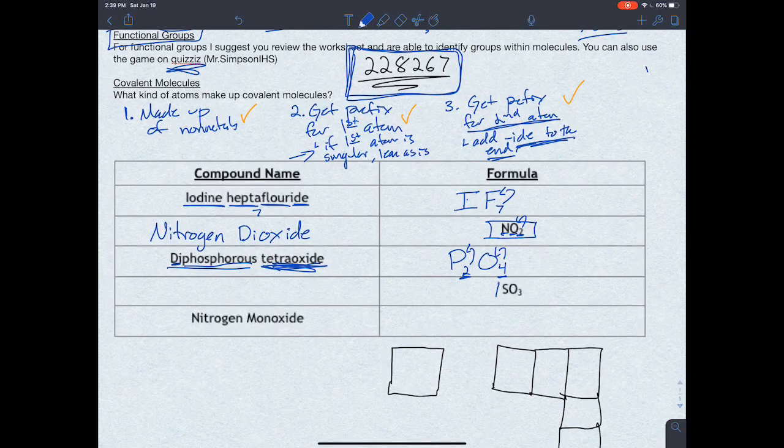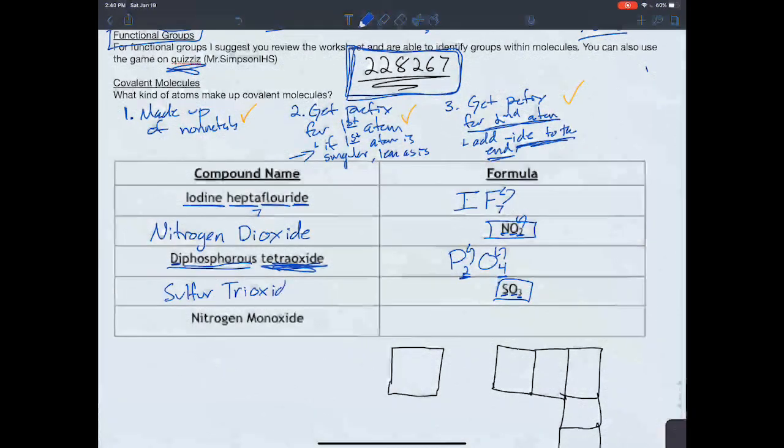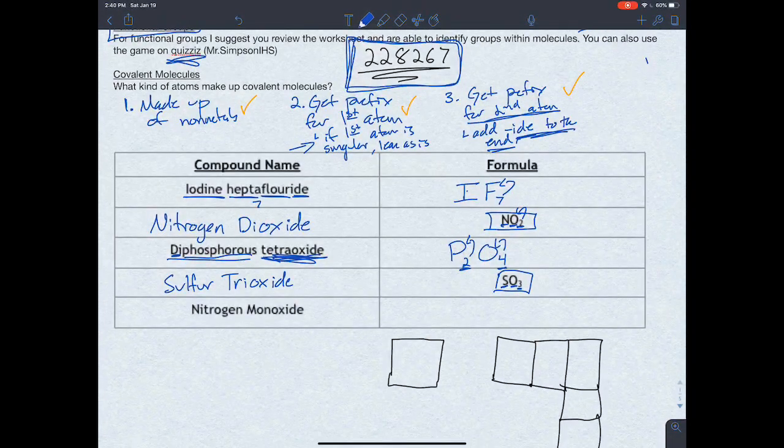On to the next one. Again, we have a formula here, SO3. Our first atom is sulfur, and there is just one of them, so again we leave it as is: sulfur. Then we have oxygen, and we have 3. So 3 means tri: sulfur tri-ox, and we add ide to the end. Sulfur trioxide. Not too tough.